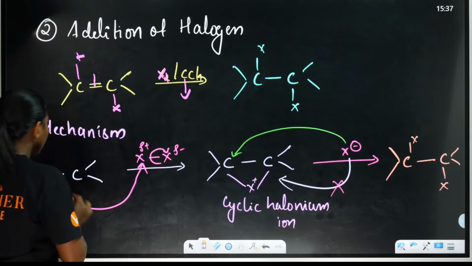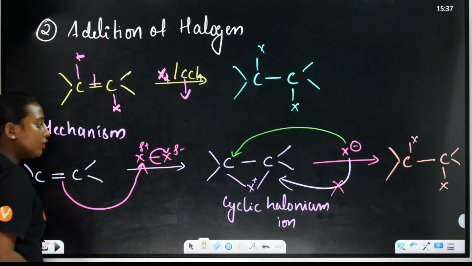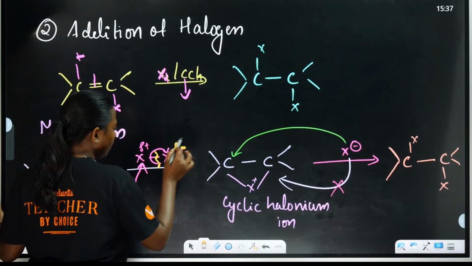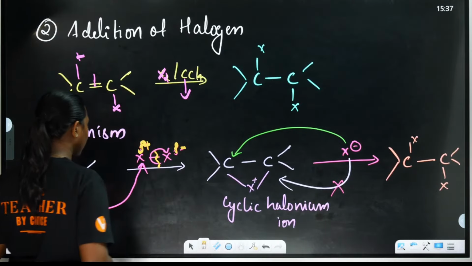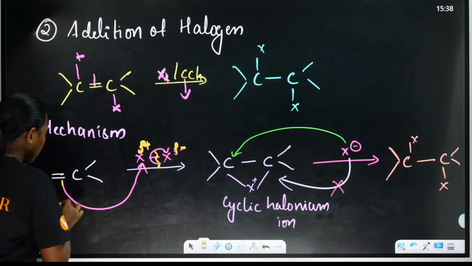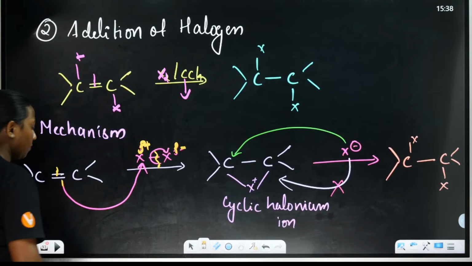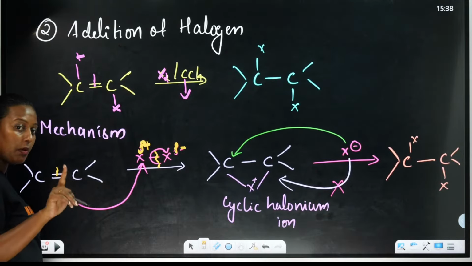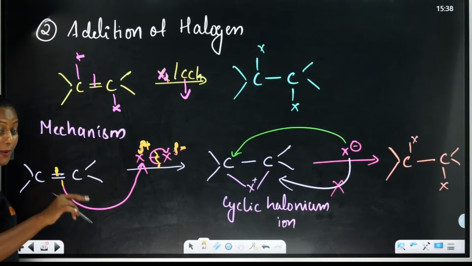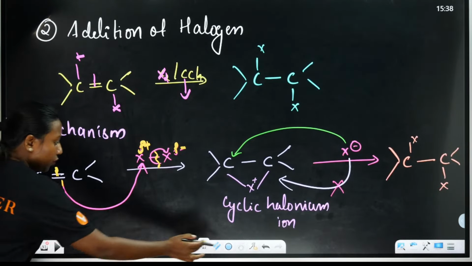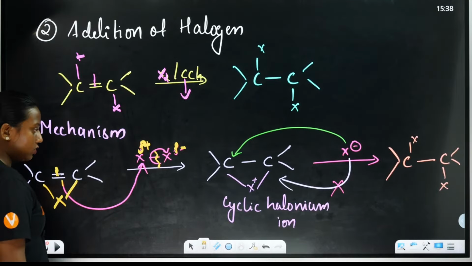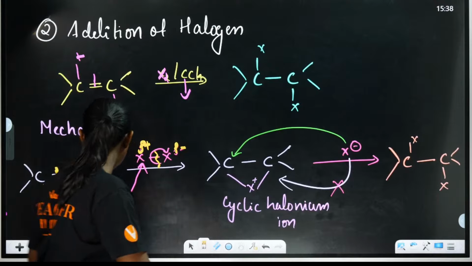Yellow. So double bond. First halogen. We know that halogen will break its bond. So one halogen will be partial negative, another partial positive. This halogen will attach here. The halogen will break one pi bond, and it will form a cyclic halonium ion.